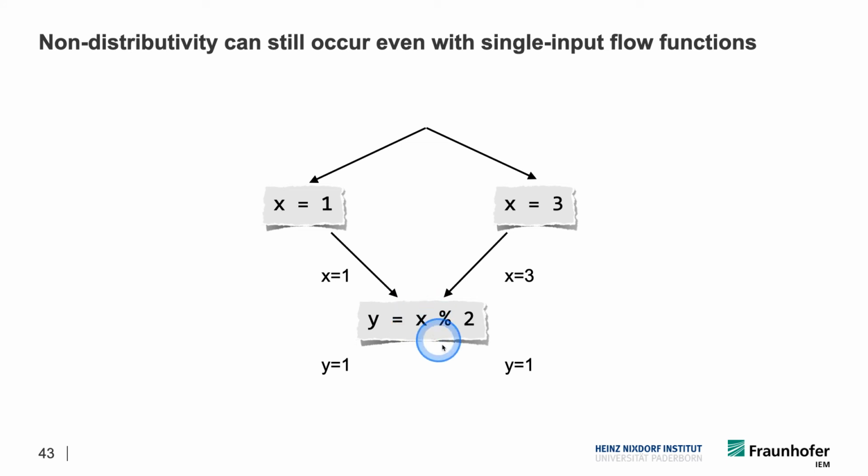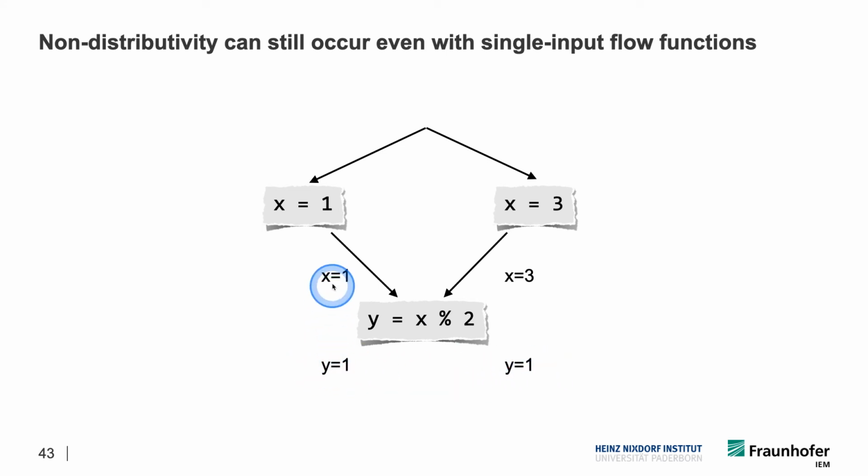This is actually something that came out of a discussion I had with Uday Khedker. So thanks for pointing this out to me. Here we have a situation as follows. We have a modulus operation, so this is taking the modulus 2 of the input parameter x. Now let's assume that we have the value 1 coming from the left-hand side and 3 from the right-hand side. Then, if we first apply the flow function, we get the same result, and that's the important point.